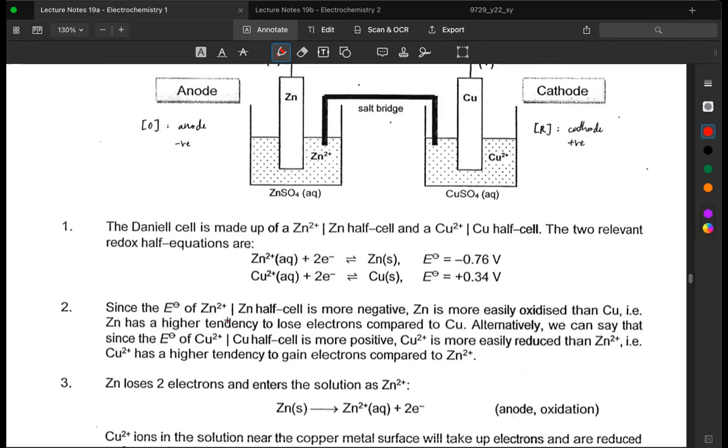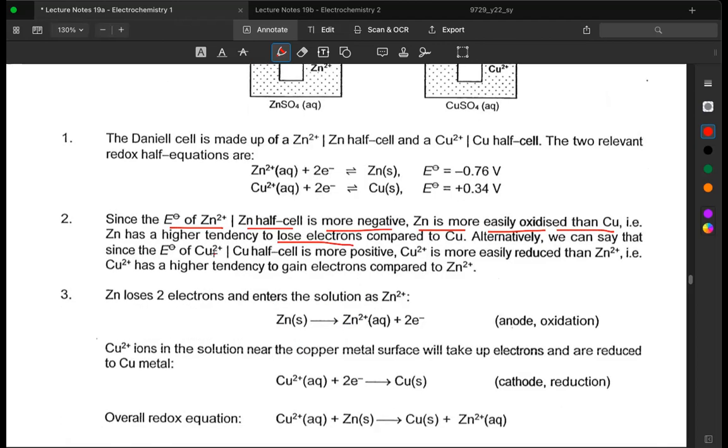So the E0 of zinc, this is how you write it. The E0 of the zinc 2 plus, zinc half cell is more negative. Correct, more negative. So zinc is more easily oxidized. This is the correct, complete understanding. Meaning zinc has a higher tendency to lose electrons, so it loses electrons more easily. Or we can say the other way around: the copper 2 plus, copper half cell is more positive, copper 2 plus is more easily reduced, it has a higher tendency to gain electrons.